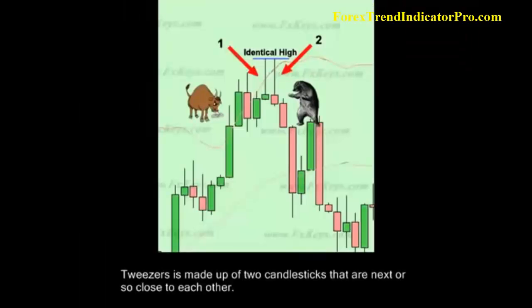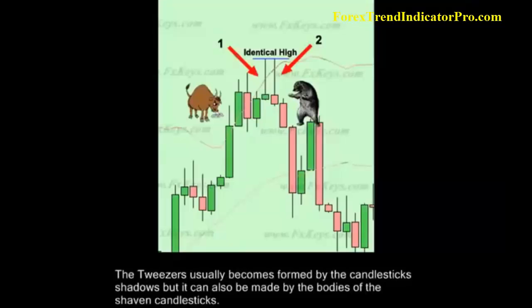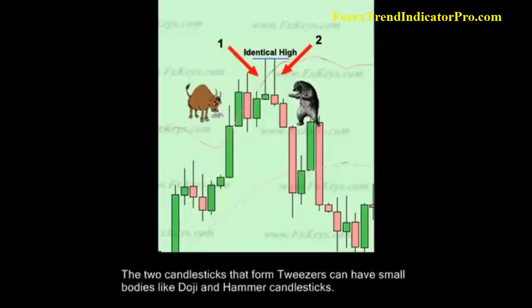Tweezers. Tweezers is made up of two candlesticks that are next or so close to each other. They have identical highs at the top of the market, or identical lows at the bottom of the market. The tweezers usually becomes formed by the candlestick shadows, but it can also be made by the bodies of the shaven candlesticks. The two candlesticks that formed tweezers can have small bodies, like doji and hammer candlesticks.